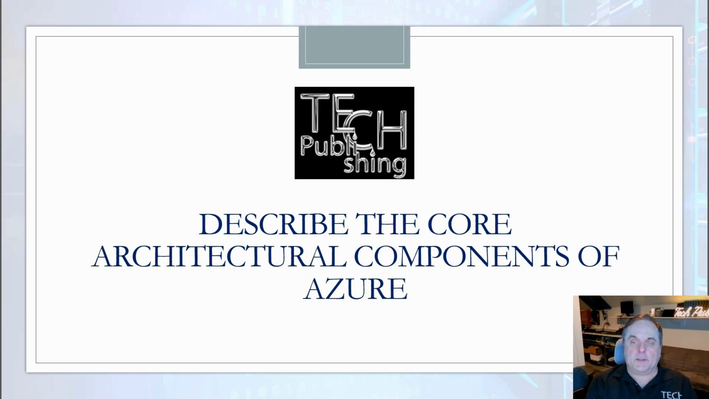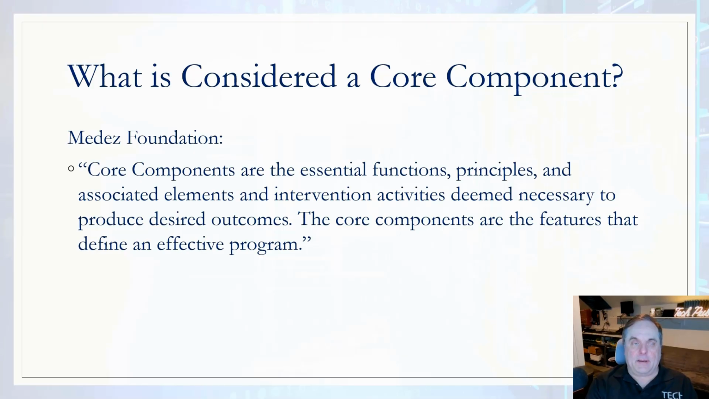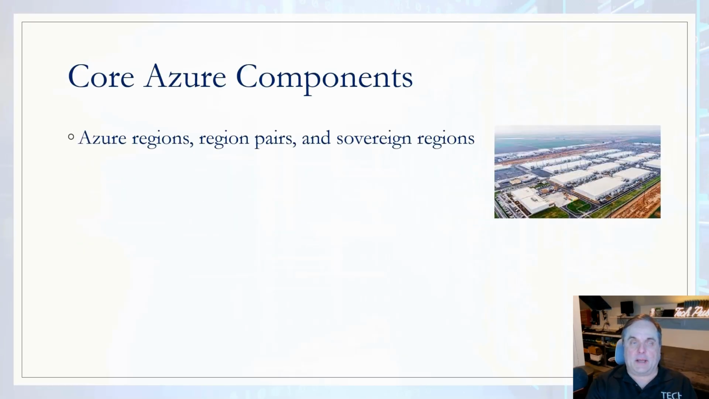For the AZ-900, it's important to understand all the different core architectural components that make up Azure. So let's take a look at a definition. You can see here that the core components are the essential functions, principles, and associated elements and intervention activities deemed necessary to produce desired outcomes. This is a general definition of core components, but let's see what they are within Azure itself.